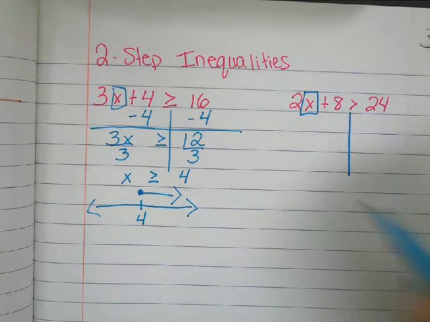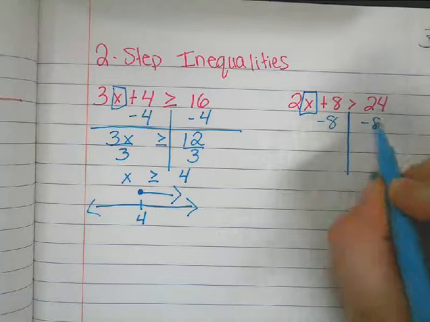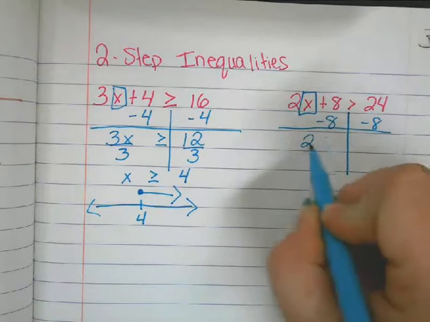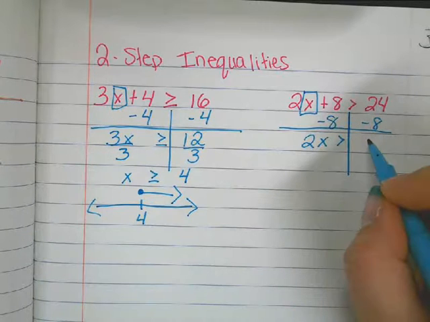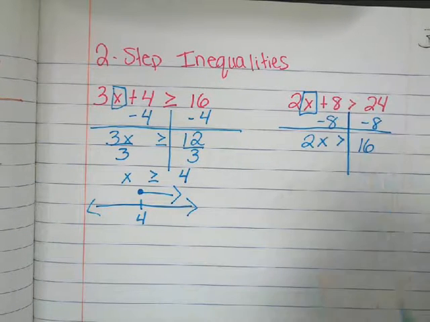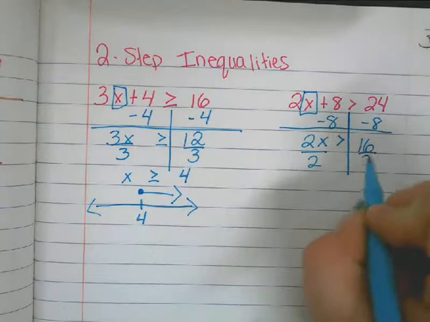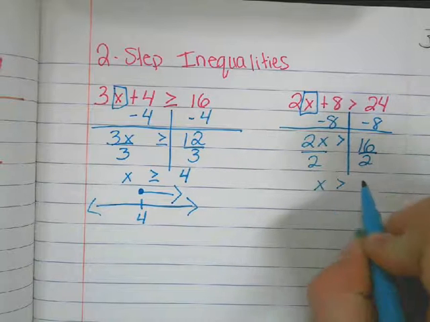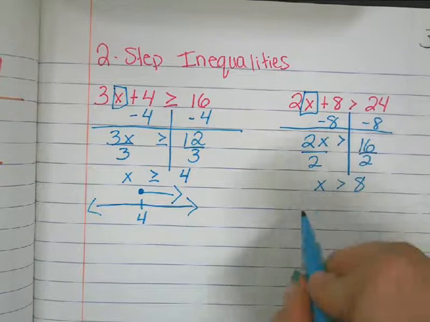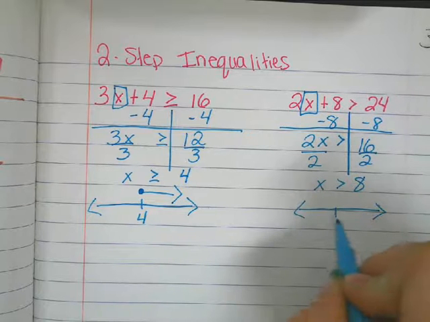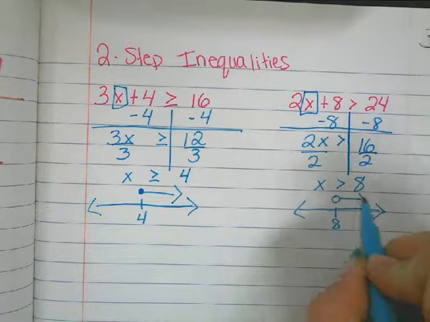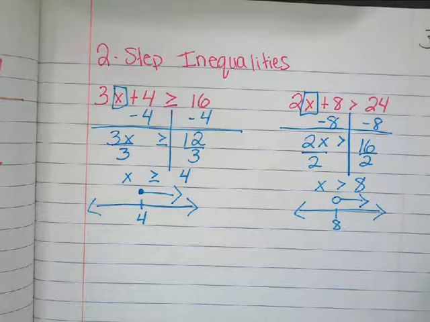Subtract 8 from both sides. So 2x is greater than 24 minus 8? 16. Now what? Divide by 2. So x is greater than 8. Open circle to the right. Any questions so far?